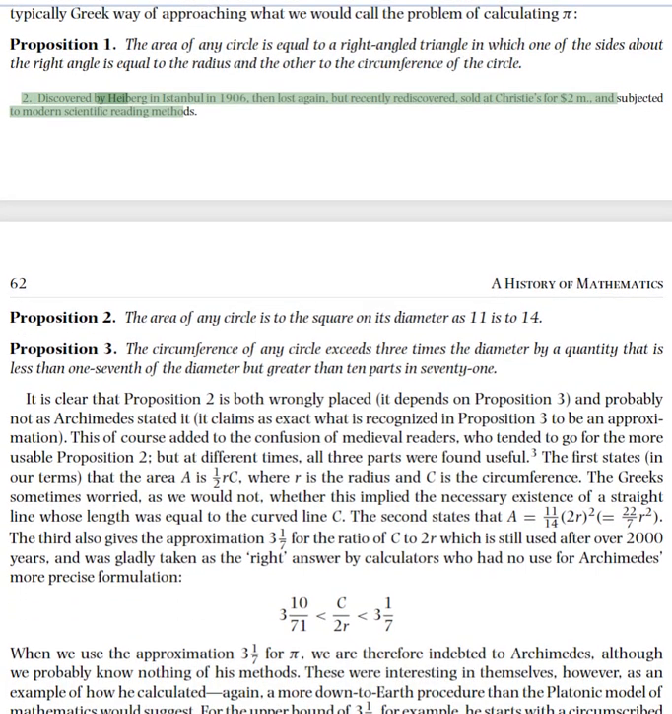Discovered by Heiberg in Istanbul in 1906, then lost again, but recently rediscovered, sold at Christie's for $2 million, and subjected to modern scientific reading methods.